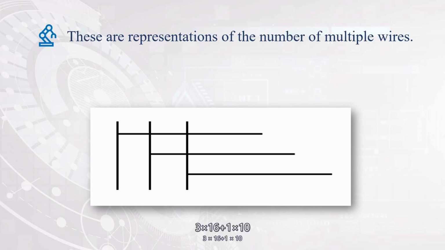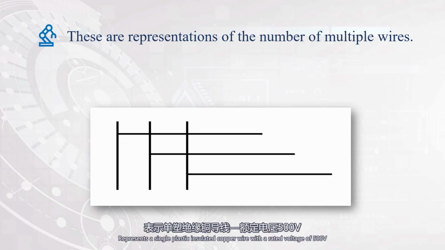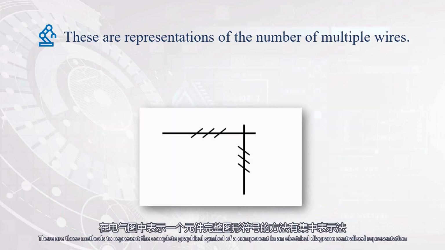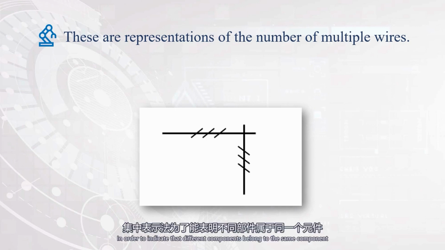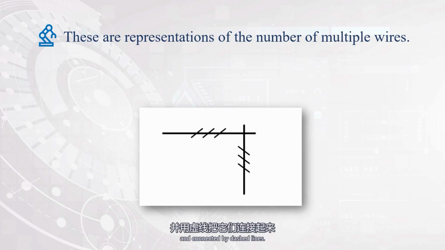BV500, 3x16 plus 1x10, represents a single plastic insulated copper wire with a rated voltage of 500 V, a three-phase wire cross-sectional area of 16 mm2, and a neutral wire cross-sectional area of 10 mm2. There are three methods to represent the complete graphical symbol of a component in an electrical diagram: centralized representation, semi-centralized representation, and separate representation. In order to indicate that different components belong to the same component, the different components of each component are collectively drawn together and connected by dashed lines.